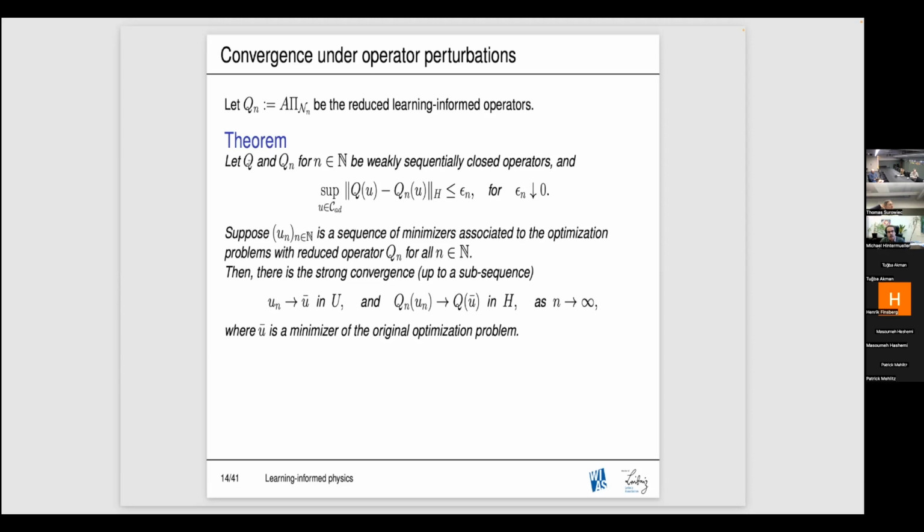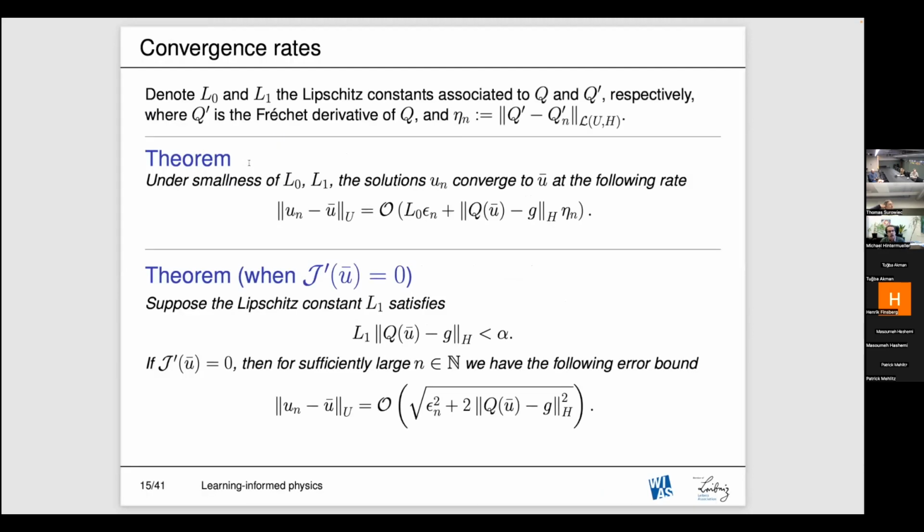Now, let me start with the second aspect, and I'll just go to the next slide for this. Let L sub 0 be the Lipschitz constant for the operator Q, and L sub 1 the one for the Q prime operator. Q prime is the Fréchet derivative of Q. Everything is assumed to be smooth. Remember, I said in the first part of the presentation, activation functions are smooth. The eta_n is simply the error Q prime minus Q prime n, in the corresponding operator norm.